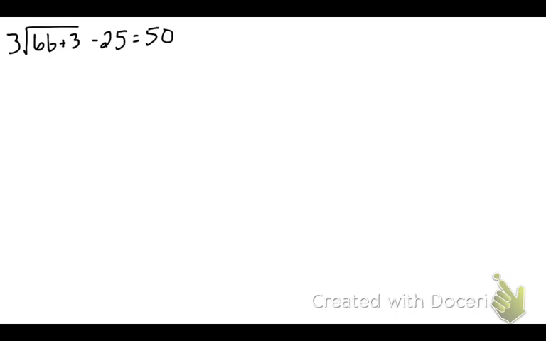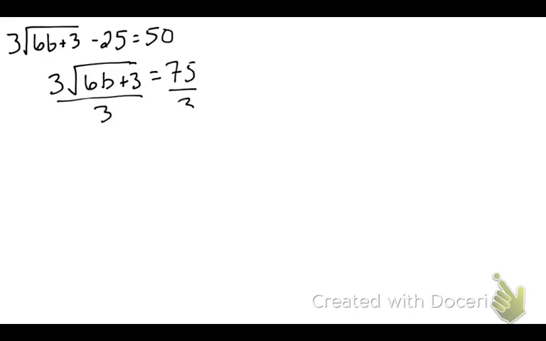First we need to isolate the square root, so I'll add 25 to both sides. 3 times the square root of 6b plus 3 equals 75. My personal preference is to divide both sides by 3 in this case, giving me the square root of 6b plus 3 equals 25.